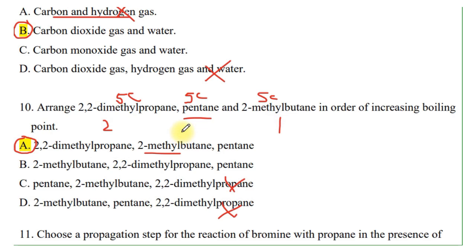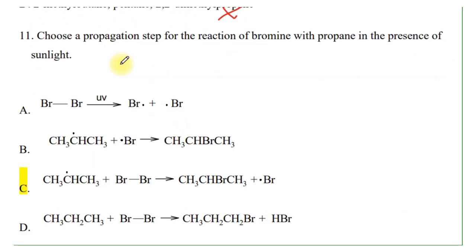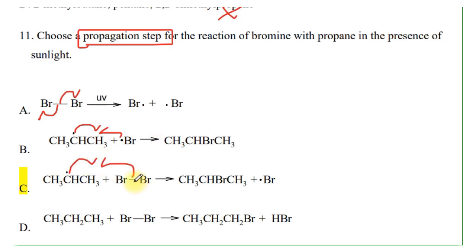Okay, question number 11. Choose a propagation step for the reaction of bromine with propane. Propagation step means step 2. If you look at this one, actually it is step 1, chain initiation step. This one is chain termination step, step 3. Yes, this one is step 2, chain propagation step, which involves bond forming and bond breaking. The last one has no free radical. On both sides there is no free radical, that's why this is not related to free radical substitution. So the answer is C, chain propagation step.